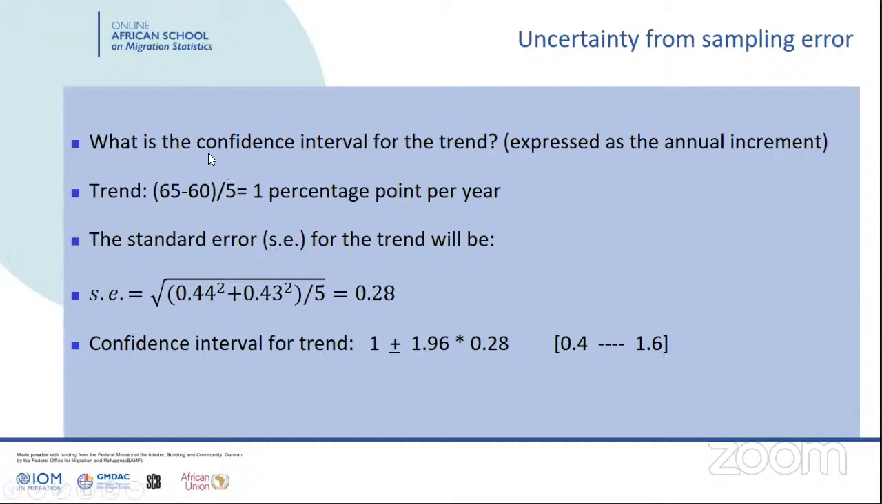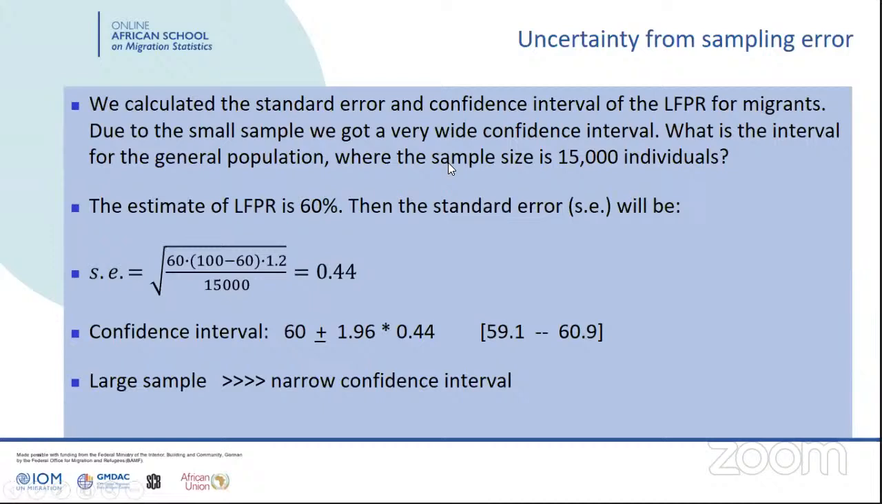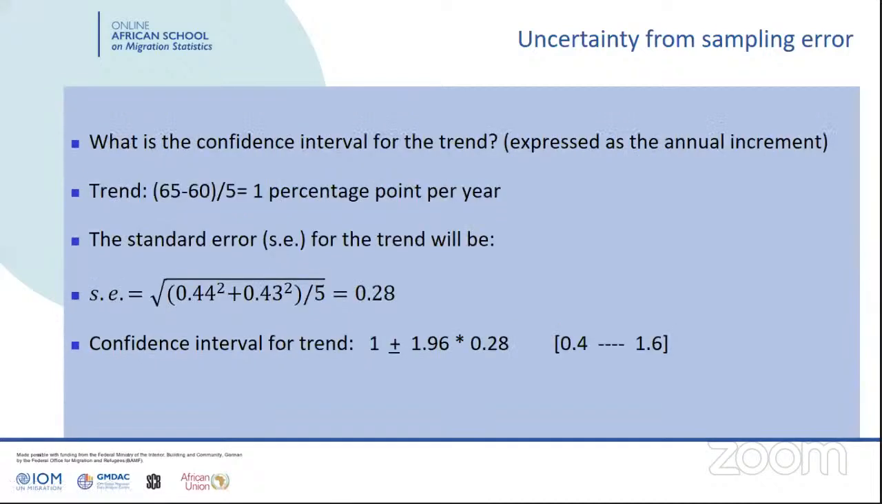This is the same as we did for the trend. So this is what we get for the trend. The estimate is 1 percentage point per year. The confidence interval is 0.4 up to 1.6, so much better.